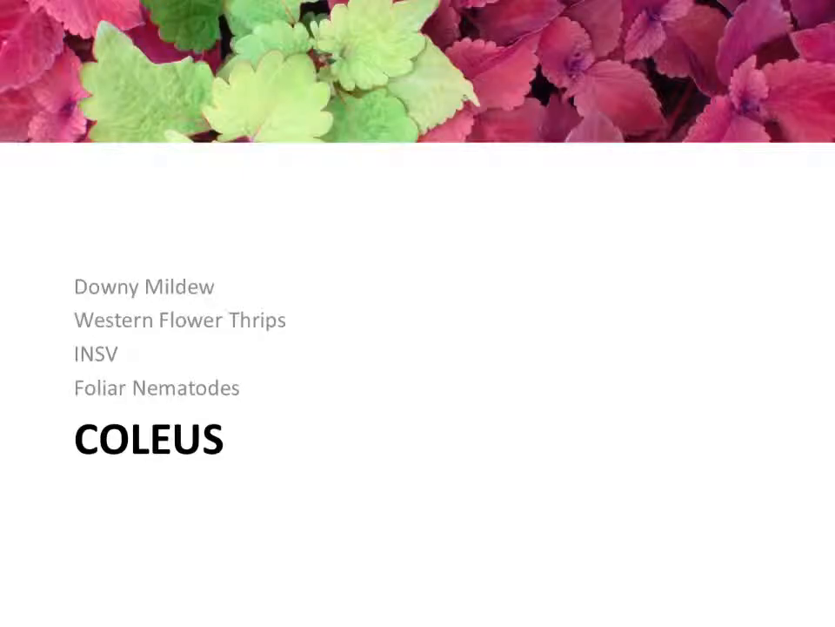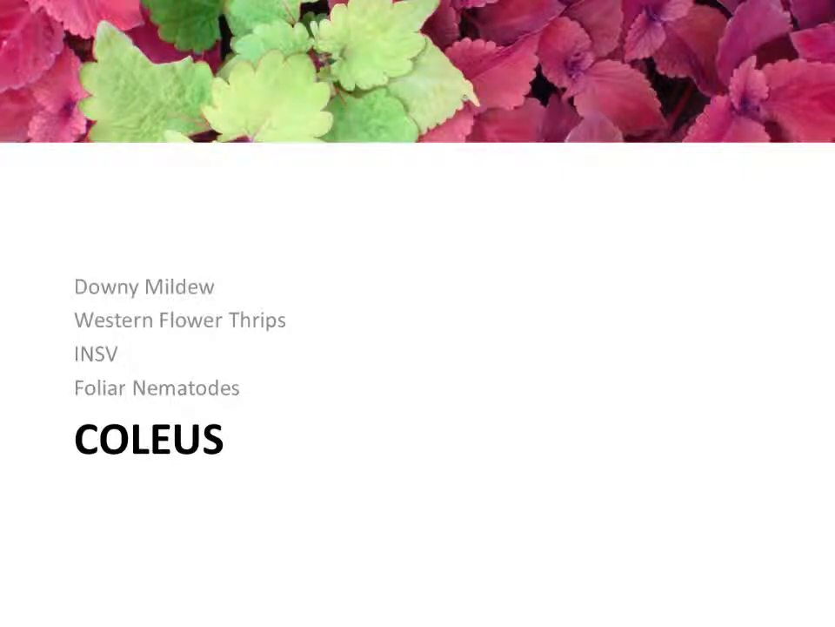Now let's shift to coleus. Coleus had a big problem a few years ago with downy mildew. I thought it was going to end that plant as being a major one that you would still plant in your garden. But we actually had that spike of problems a few years ago, and now it's been much less. I did see one instance last year, so I want to talk about downy mildew, western flower thrips, INSV, and then finally foliar nematodes.